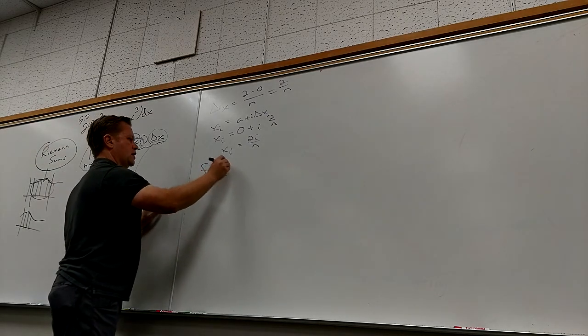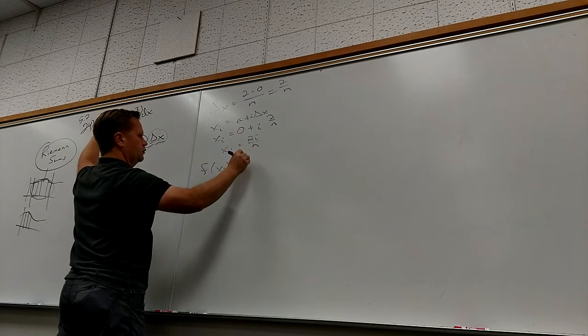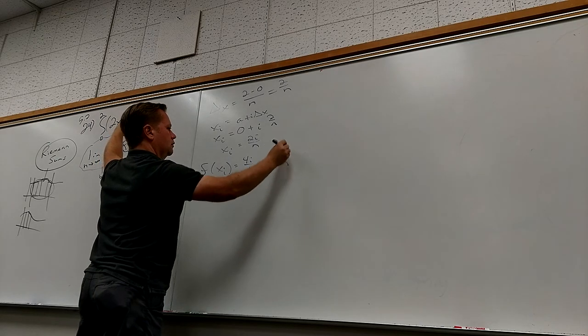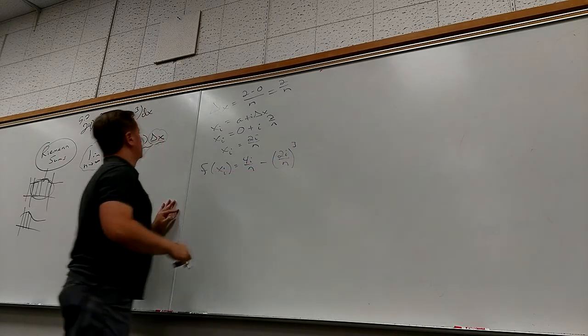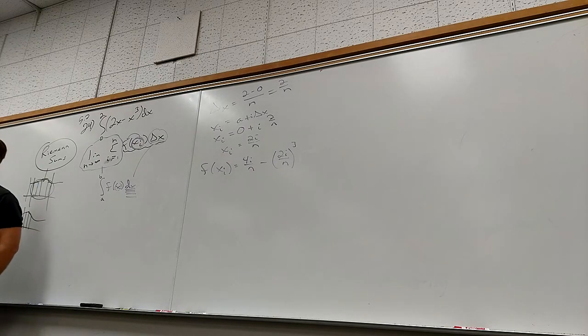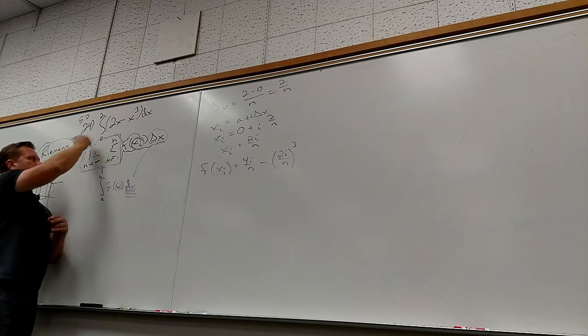So what's f of xi would be twice 2i over n, so 4i over n, minus 2i over n cubed. So it's build, build, build. Delta x gets you started. It builds what the xi's are. Throw that into the f. Throw all of this into here. This is what you worry about at the end.